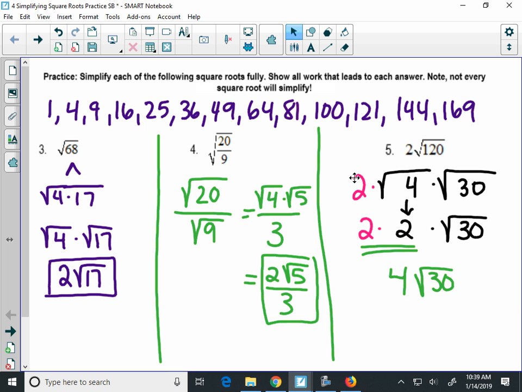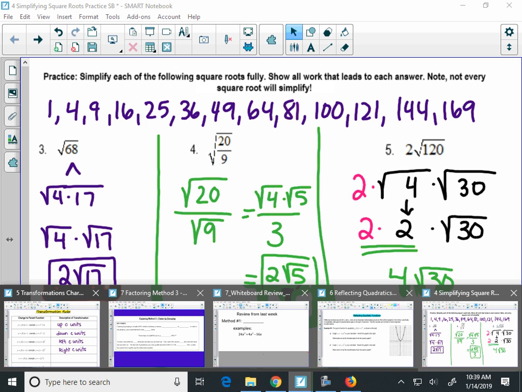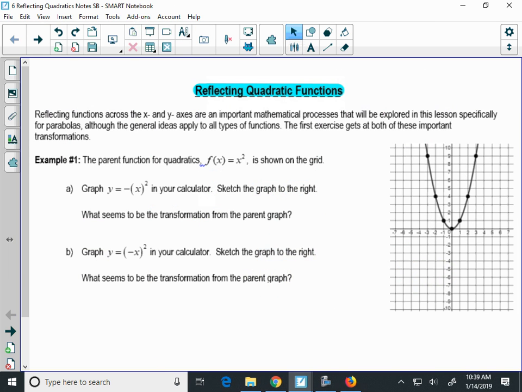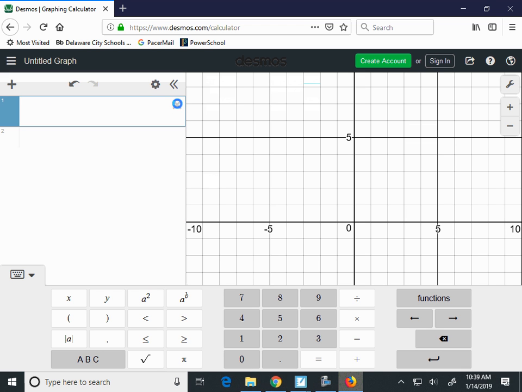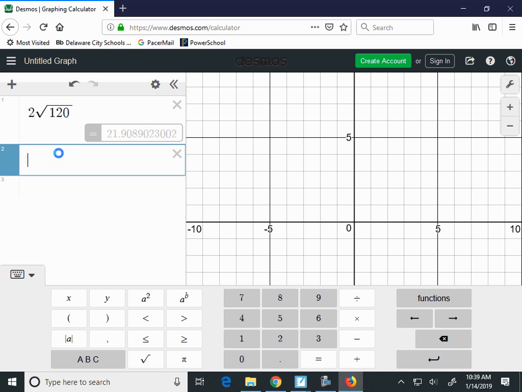All right, so again, you could check your work. Oops, wrong thing. I want this. So if I went here, 2 times radical 120, and then I do 4 radical 30, I get the same answer, so I know I'm correct.